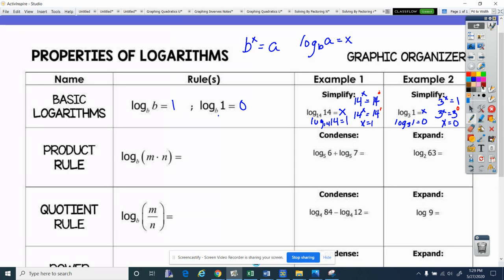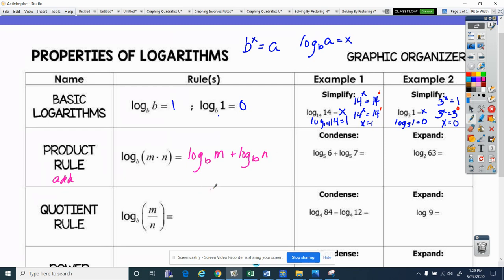Okay? All right, let's look at the product rule here. So my product rule, don't forget, means I'm going to be expanding this into 2 logs, and I'm going to add them together. So when we have the product rule, I'm not multiplying. Product is multiplying. Okay, I have to make 2 logs and add them. So I need 2 logs of the same base. So log base b of m plus log base b of n.